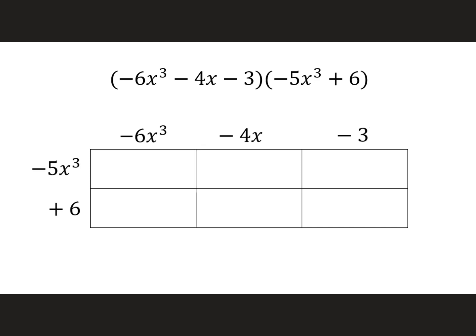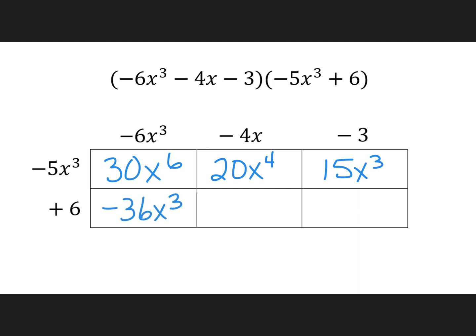Negative 5x cubed times negative 6x cubed would be, let's see, that's a 30, and then I have x to the 6th. The next one, negative 5 times 4 is negative 20, and then I'll end up with x to the 4th there. And then negative 5 times negative 3 is positive 15, x to the third. All right, next one, 6 times 6 is 36, and then x cubed. 6 times negative 4 is negative 24, and then the x. And 6 times negative 3 is negative 18.